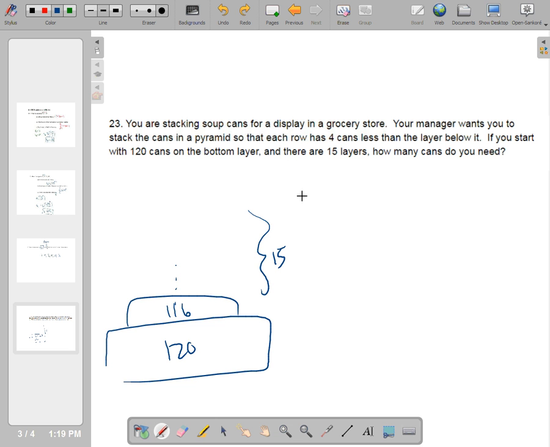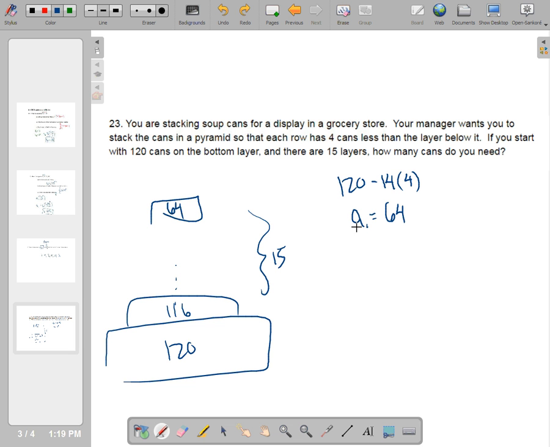So first thing we have to do is figure out how many will be in this top row. And the way I could do that is say there's 120 minus how many layers are below it. That'd be 14, and each one has 4 more cans. So I could work backwards and say that the first row has 64 cans in it. This would be 64, and I could fill it in by adding 4 each time.